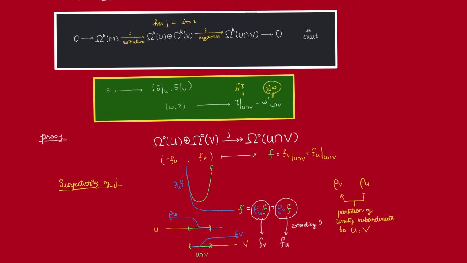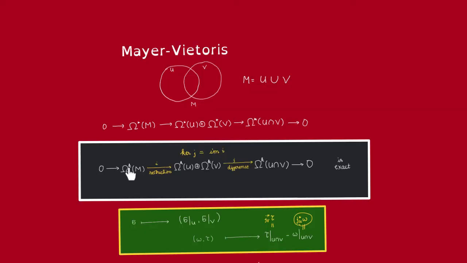Now at a general level k, we can repeat exactly the same proof, just replacing f with any k-form omega. Thus, this is a short exact sequence, and thus it induces a short exact sequence of cochain complexes.